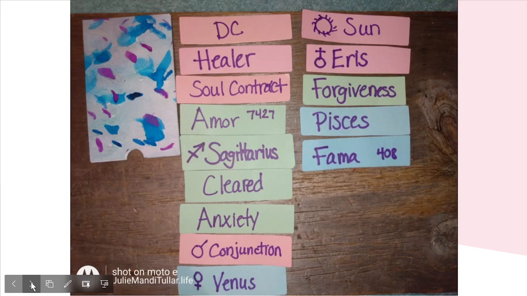So, definitely other people have been involved in this situation, right? And I got that from this card where there's a lot of different influences, a lot of different things to consider, a lot of different things in the way, a lot of distractions. Then we got healer and soul contract and amor. So here we have that soul contract that we talked about with the cord connecting you and the special connection that you have. Amor is love. Sagittarius is seeing from a higher view, and it's that fire energy.